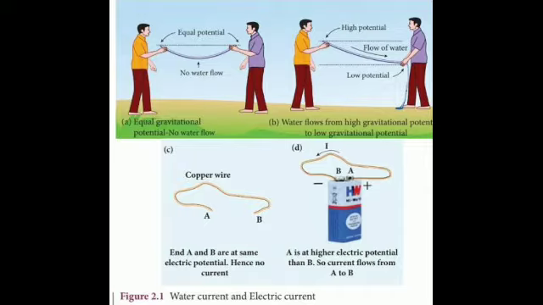In these figures, the first one has equal gravitational potential, so no water flows. With low gravitational potential and high gravitational potential, water flows from high to low. In the next picture, A and B are at the same electric potential, so no current. But when A is at a higher electric potential than B, current flows from A to B.